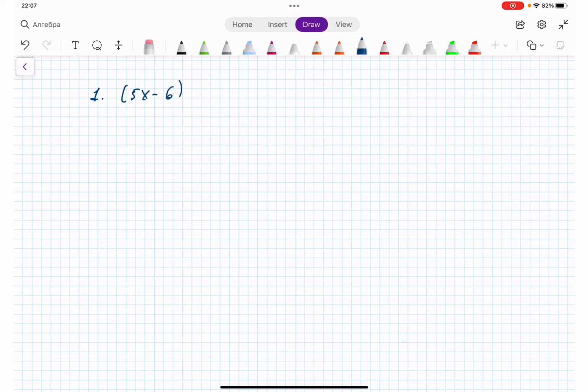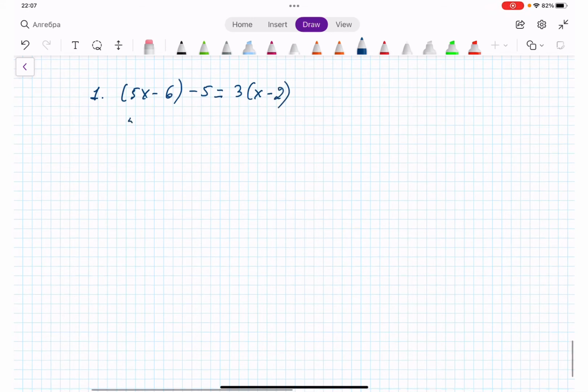5x minus 6 minus 5 equal 3 times x minus 2. We need to solve it. So let's see, 5x minus 6 minus 5, I am taking parentheses off because we don't need it, equal. Here I'm going to distribute 3 times x and 3 times negative 2. 3 times x is 3x. 3 times negative 2 is negative 6.